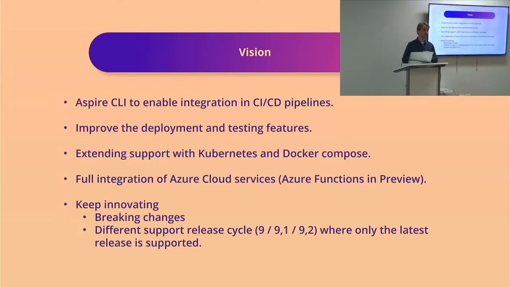Today, Azure Functions is in preview, but it's probably going to change. When they tag things in preview, you're sure that when it's stable, it won't be the same. And so that's why they allow themselves to have a different release cycle than the current .NET release cycle. So they want to be able to have breaking changes and to keep innovating. And so they have a different support release cycle as well, which means only the latest version is supported. So if tomorrow it goes from 9.2 to 9.3, then you better move to 9.3 to get some support.